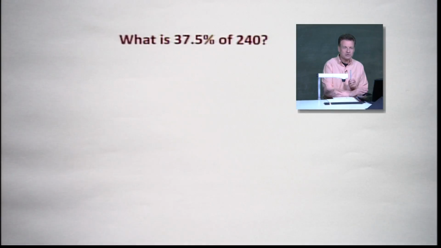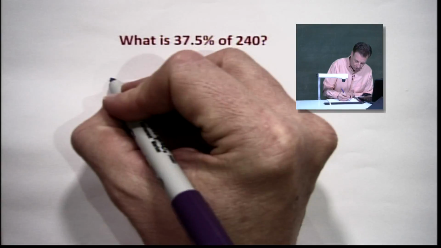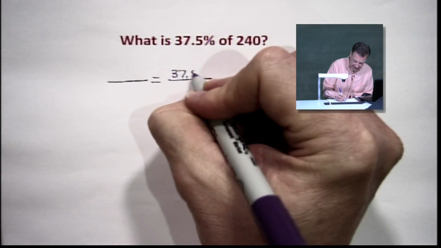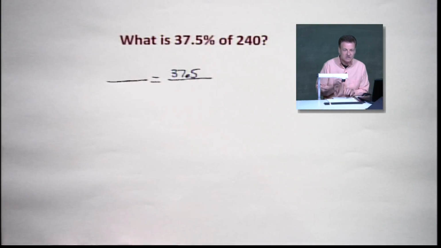Let's see what our next problem is going to do for us, all right? This next time I mentioned something to illusion, watch out for decimals. This one you've got to keep if we're going to use the proportion approach, all right? So here we go. We're going to keep that 37 and a half.